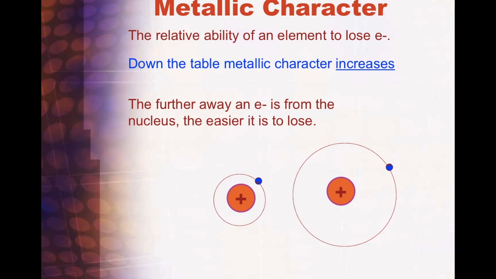If we look at the size of, let's say, lithium, which is at the top of group 1, it's got only shell 2 as the valence shell. That's quite close in. So the valence electron feels a fairly strong pull from the nucleus and doesn't want to be lost. Whereas if we go down to cesium, the electron is a lot further out and is easier to lose.